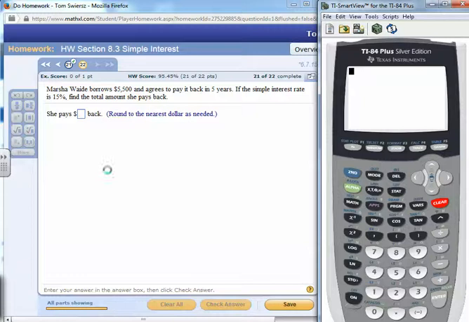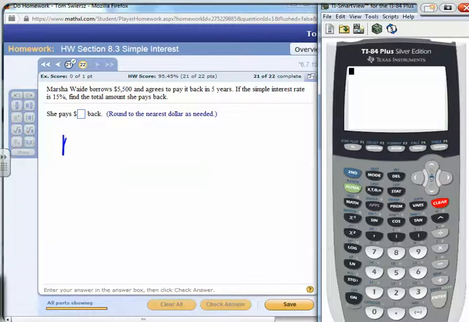Question number 22. Marcia Wade borrows $5,500 and agrees to pay back in 5 years. If the simple interest rate is 15%, find the total amount she pays back. Again, that would correspond to the future value. So the formula for future value is A equals P times 1 plus RT. We're trying to find how much she needs to pay back.